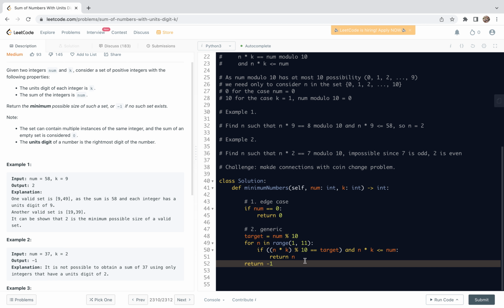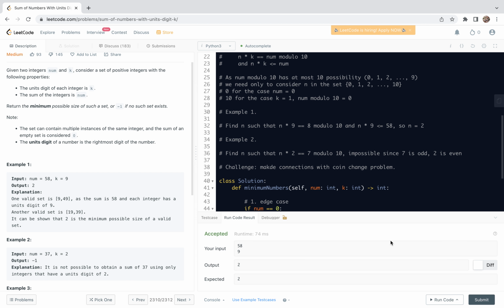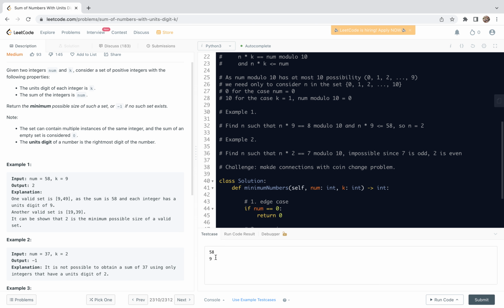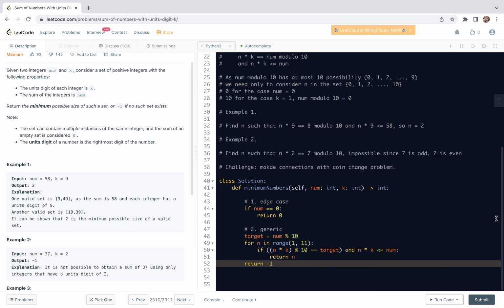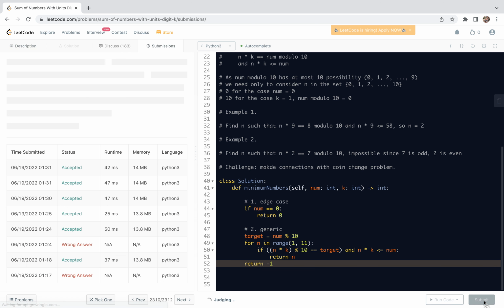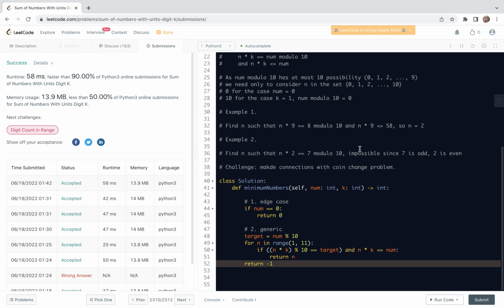With that said, let's check the two examples. This is for example 1. Now let's look at example 2, 37 and 2. It also passes this case. Now let's look at the generic case. Yes, it passes the generic case.